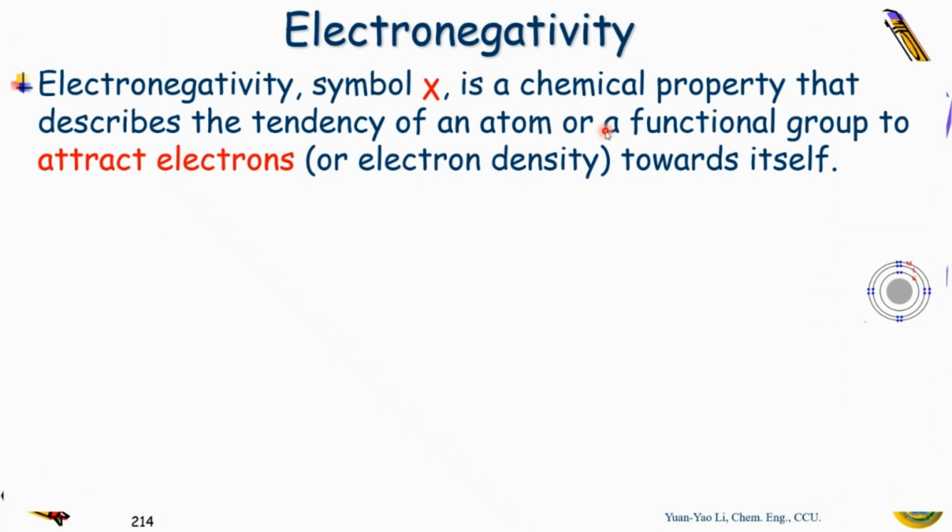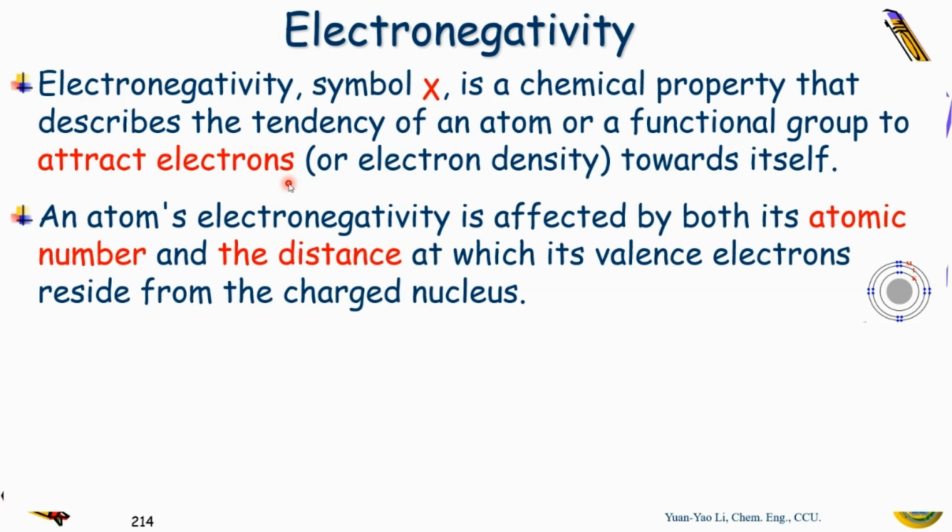Okay, so the next topic is electronegativity. For electronegativity, we use a symbol called chi. Sometimes you call it X, but it's a Greek letter, so we call it chi. It's a chemical property that describes the tendency of an atom or a functional group to attract electrons. So attracting electrons means how much you like electrons. If you like electrons, your electronegativity value will be high.